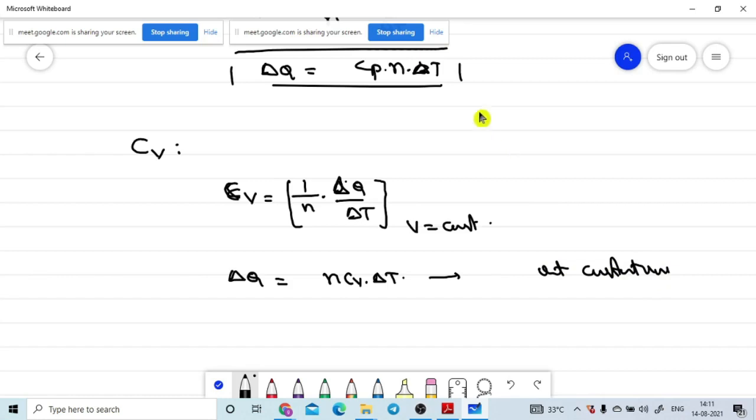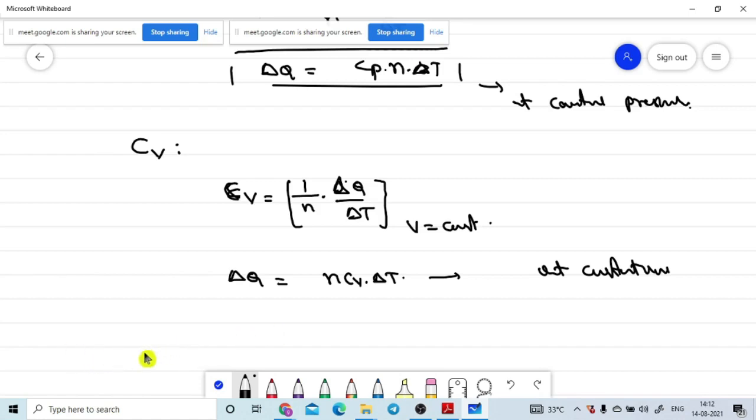Here this formula should be used at constant pressure. Here you need to take care about this one. So up to now, what we discussed. The number of moles definition also is there. What is the number of moles? The mass of the system divided by the molecular weight of the system.